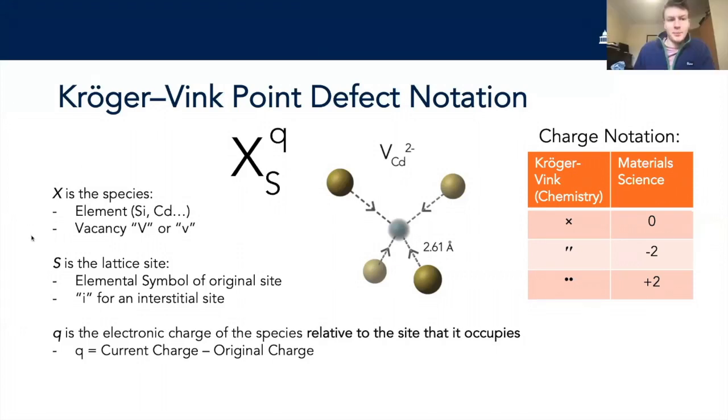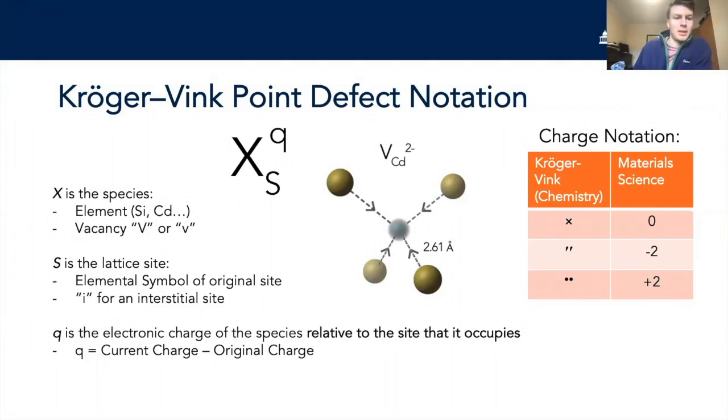Okay. And so S, the subscript, is the lattice site at which the point defect is located. So this is either the elemental symbol of the original site. For example, in this case, if we have a vacancy at a cadmium site, cadmium is our subscript because that was the original element at that site. Or we use lowercase i for an interstitial site.